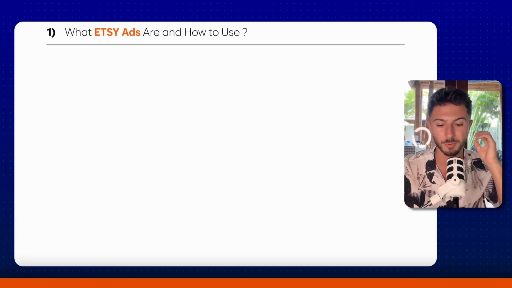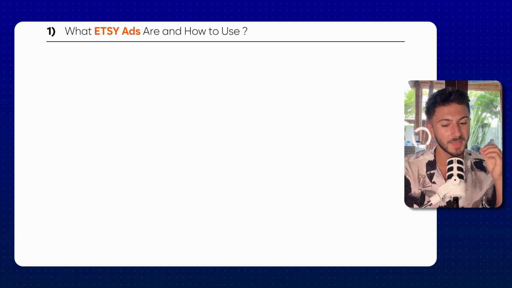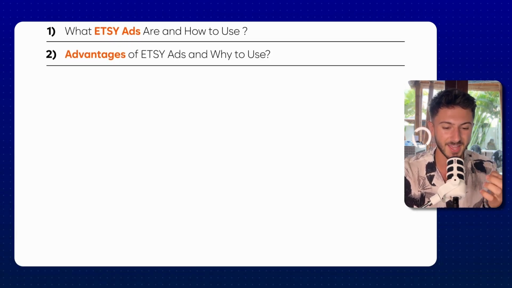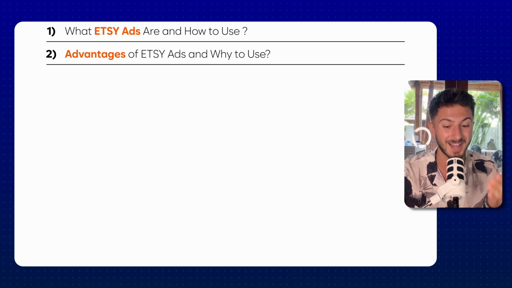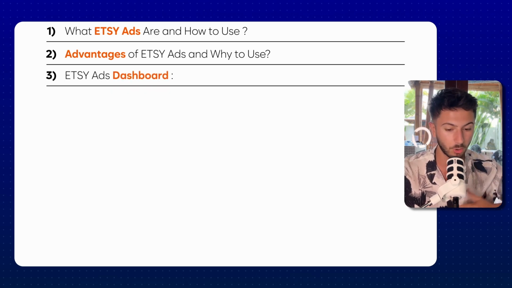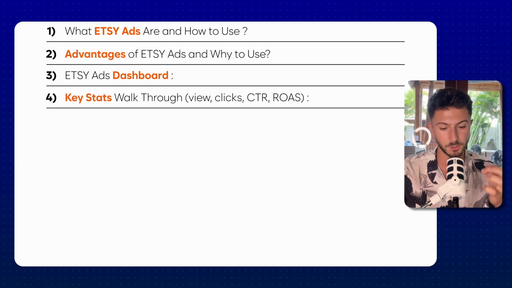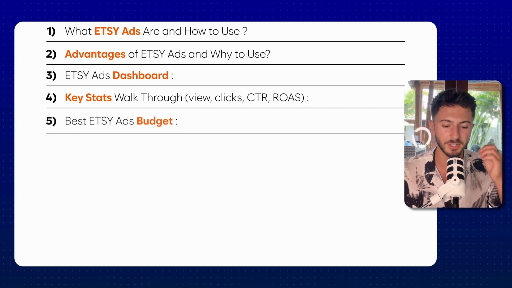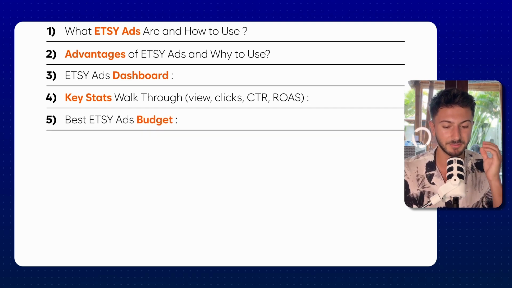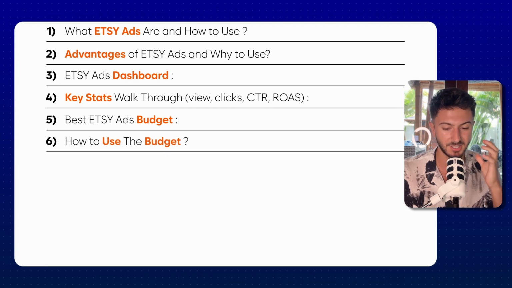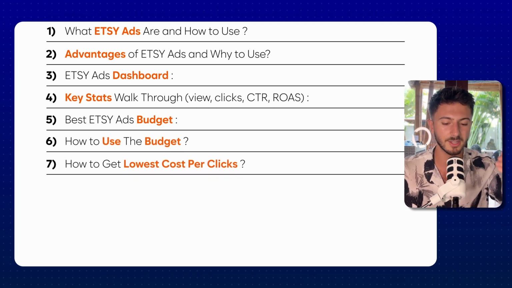And I'm going to go over absolutely everything that you need to know, right from what Etsy ads actually are and how they work, the advantages of Etsy ads and why we actually use them as a business. I'm going to walk you through the whole Etsy ads dashboard. I'll talk you through exactly what key stats like views, clicks, click-through rates, and ROAS all mean. We'll also cover exactly what is the best Etsy ad budget for you and your specific shop. I'll tell you how that budget is then actually used. We'll also discuss how we can get the lowest possible cost per clicks for our shop.